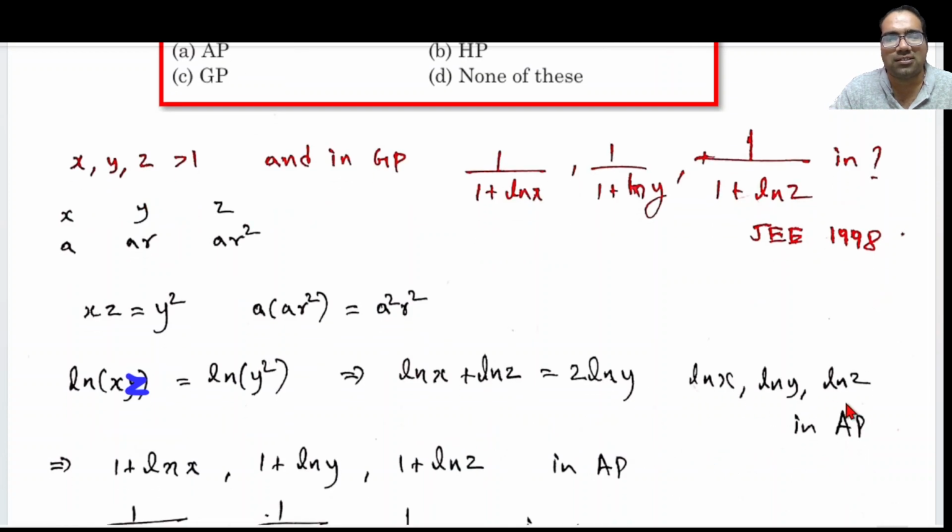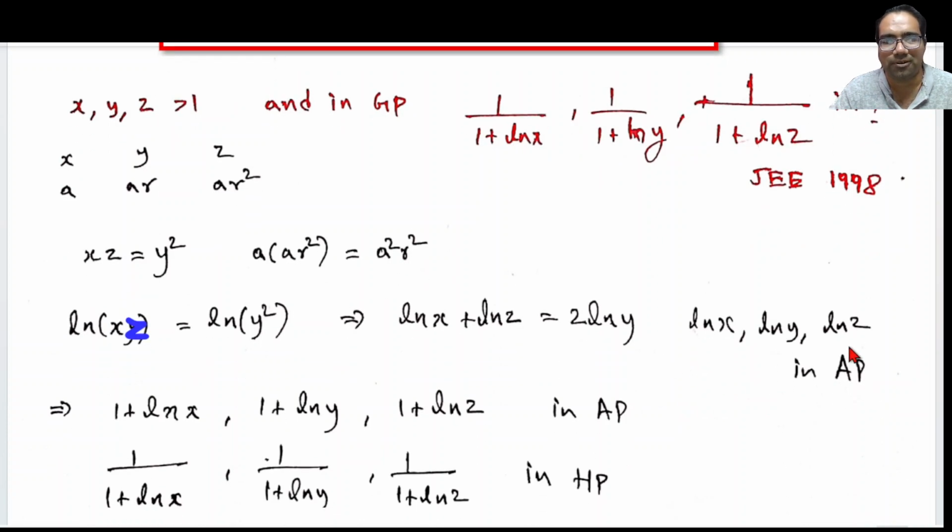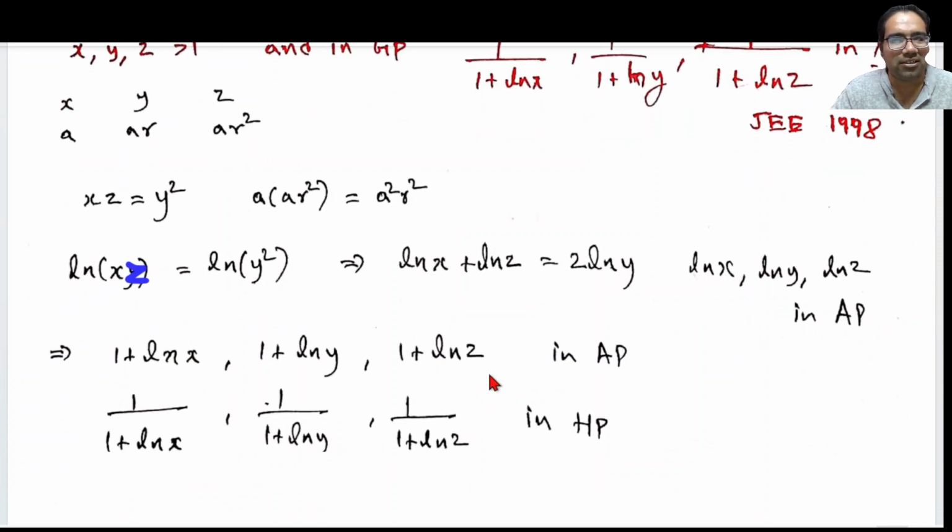So what does that mean? If we add 1 to all the three, then those three will still be in arithmetic progression. These three are in arithmetic progression, which means 1 plus this, 1 plus this, 1 plus this is also an arithmetic progression. We are changing nothing. Even the common difference d will still remain the same, because we are adding 1 to all these terms.